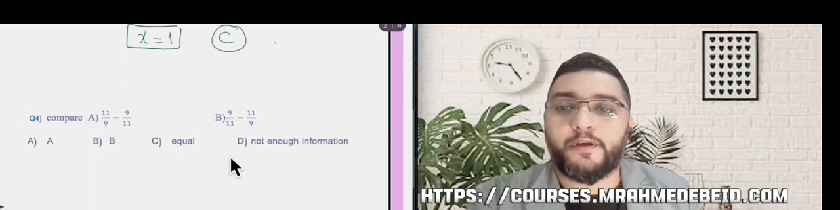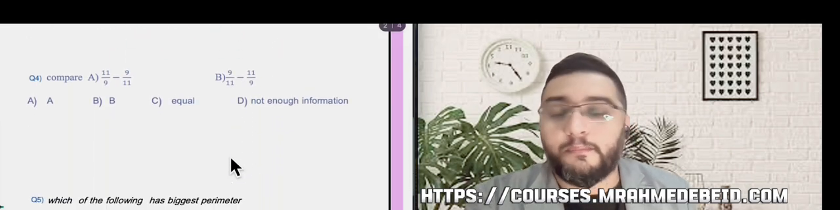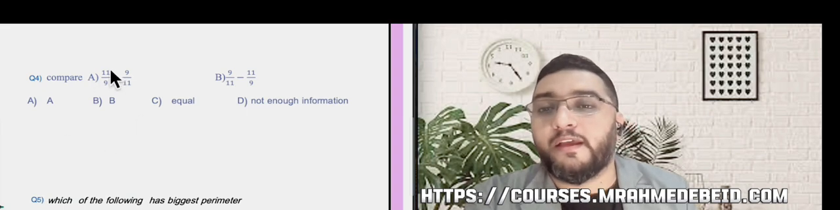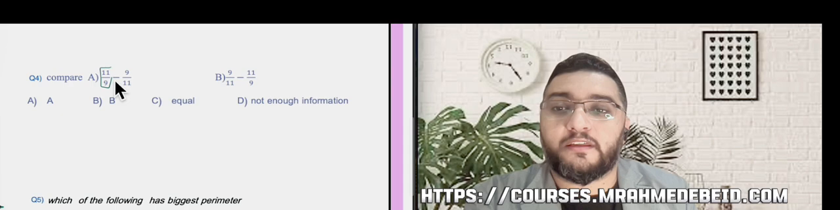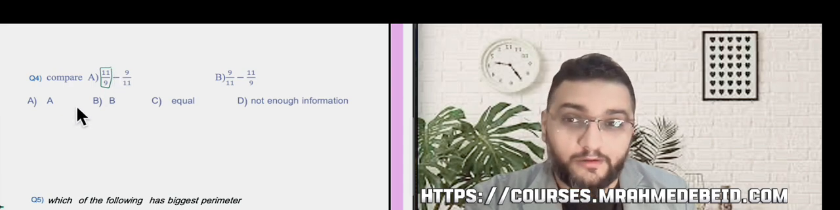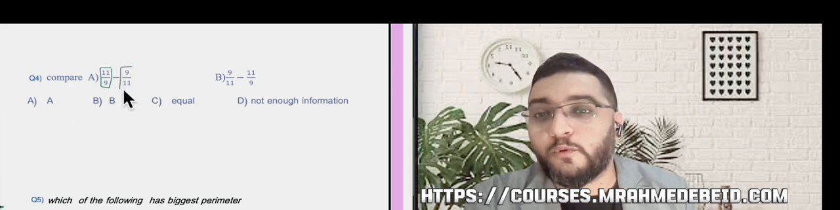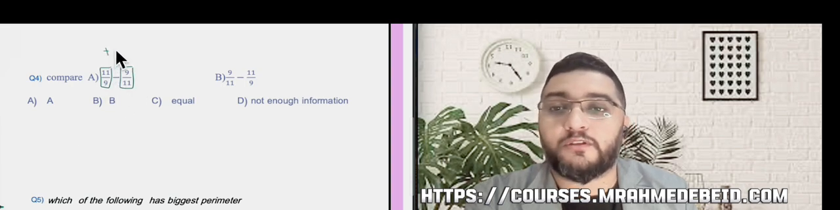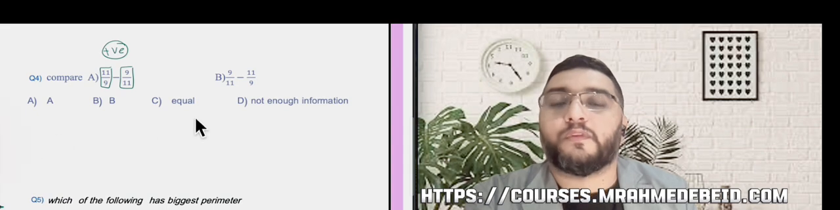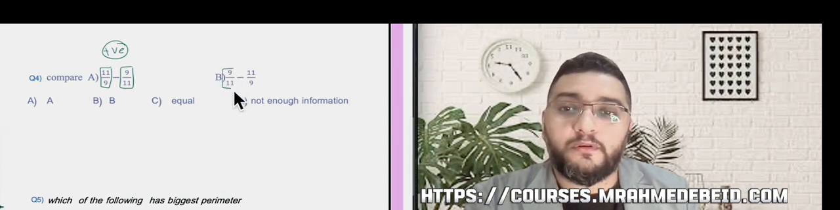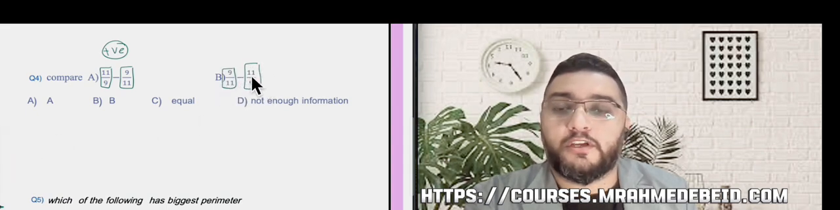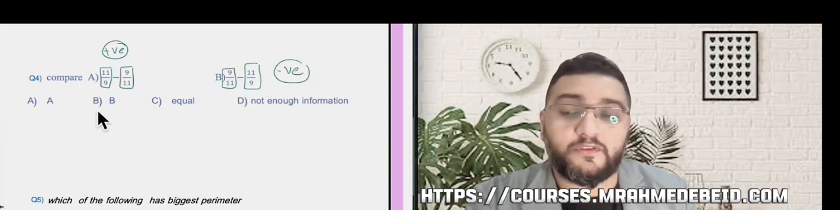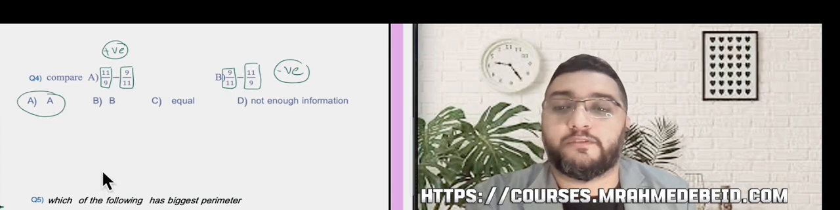For question 4, compare 11 over 9 minus 9 over 11 with 9 over 11 minus 11 over 9. In the first fraction, the numerator is greater than the denominator, which means it is greater than 1. In this fraction, the numerator is smaller than the denominator, so it's smaller than 1. If you subtract the fractions in the first order, you will get a positive answer. For B, you have a small number minus a big number, so the answer will be negative. Now it's clear that the positive is greater than the negative, so the answer is A, A is greater.